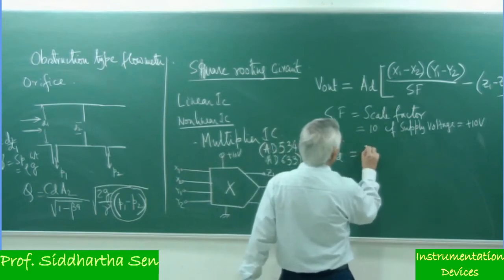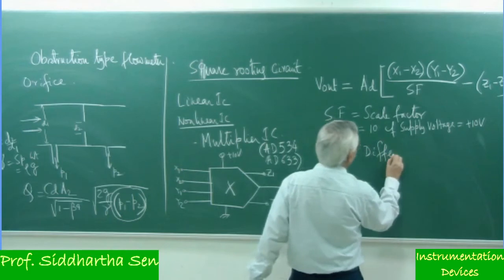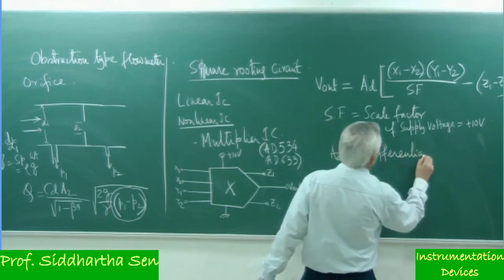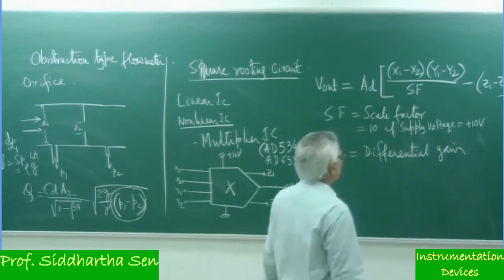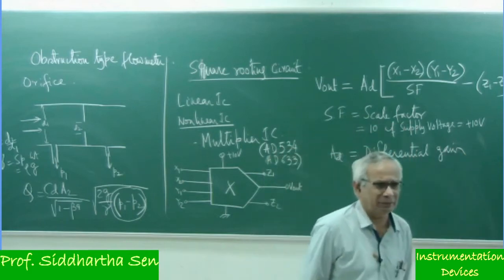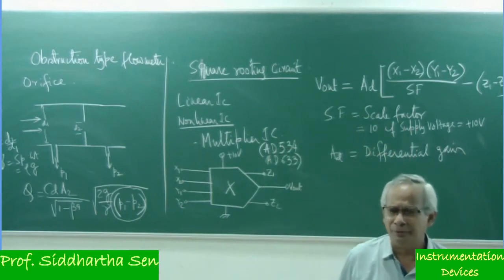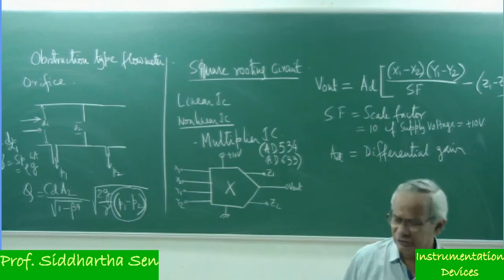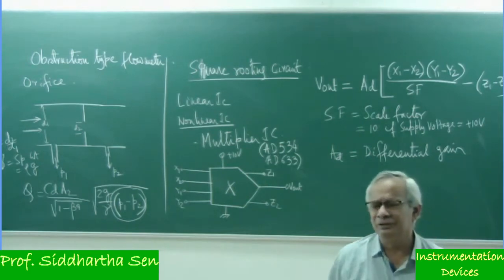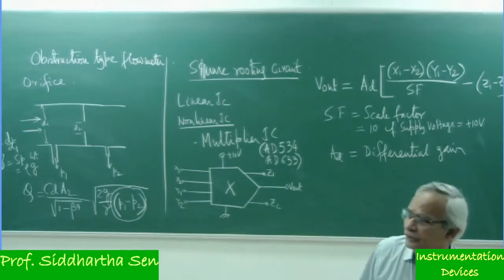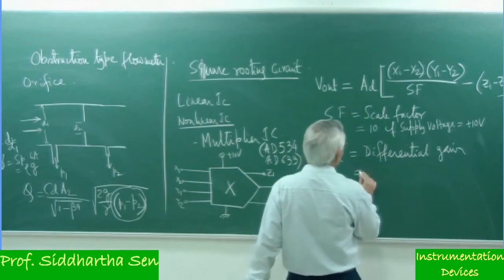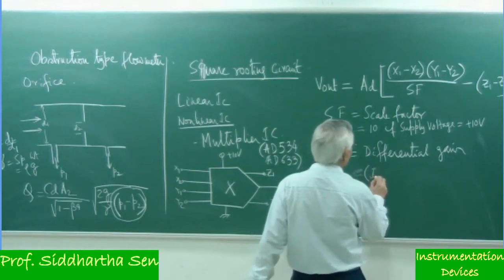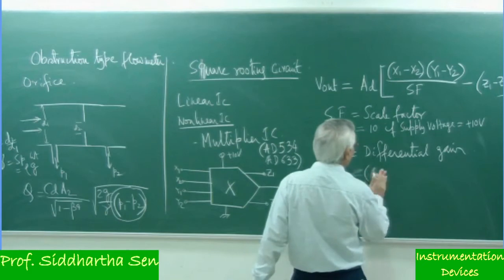Obviously this AD is the differential gain. If you recall, the op-amp also has a differential gain, but that differential gain is very high, ideally infinity. Here also it is the same case, ideally infinite, or very high, I just put it.